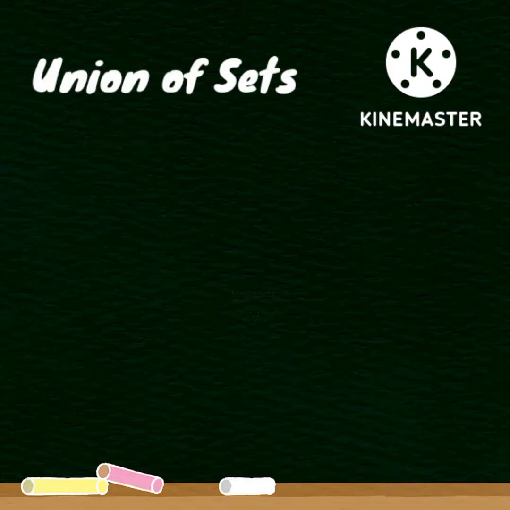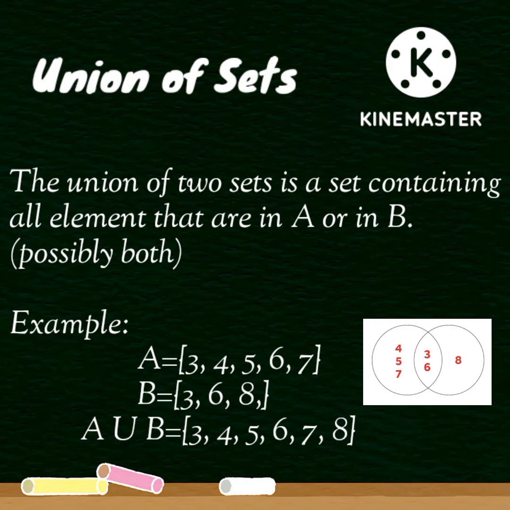Union of sets. The union of two sets is a set containing all elements that are in A or in B, that is, possibly both. Example, set A has 3, 4, 5, 6, 7, and set B has 3, 6, and 8. So, what we will do here is combine what is in set A and set B. So, that is 3, 4, 5, 6, 7, and 8.